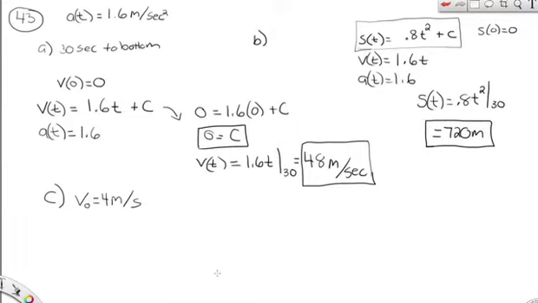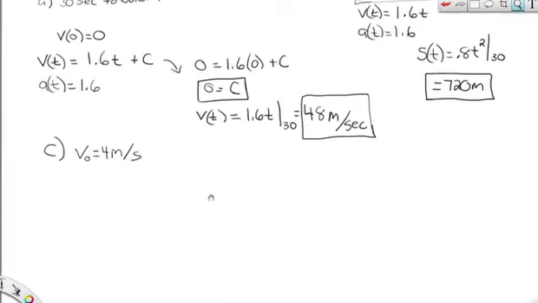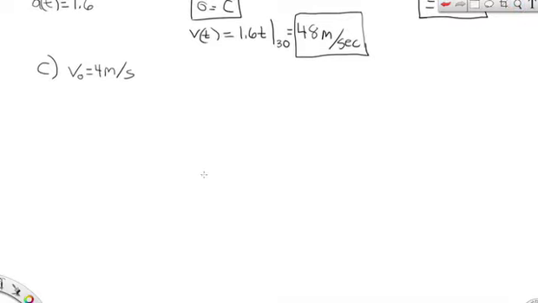All right. So then let's go take a look at part C. The setup here is a little different. Now it says instead of just letting go, I'm going to give it a little bit of a throw, a little toss downward.